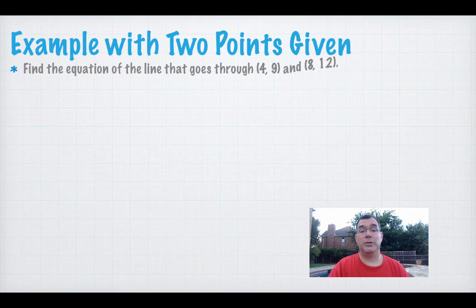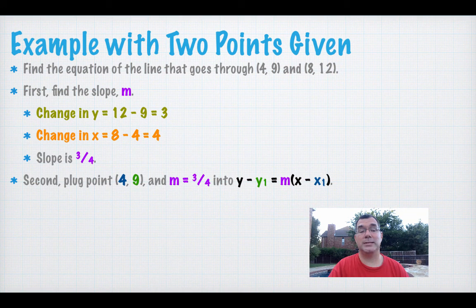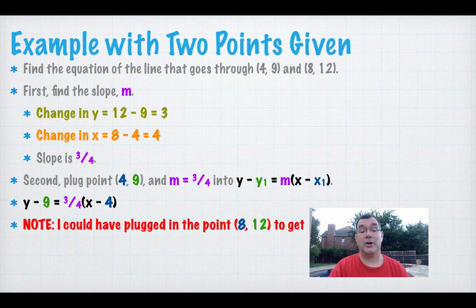All right, here's one where 2 points are given. This is going to take a little bit more work, so I find the slope. I look at the change in the y's from 9 to 12, and that is a change of 3. Then I look at the change in x's from 4 to 8, and that is a change of 4. So my slope is 3/4. Again, I can use any point I want, so out of simplicity, I'm just going to use the smaller numbers 4 and 9. That's going to be my x1 and y1, so I have those, I have my m, and I just plug them in. y minus 9 equals 3/4 times x minus 4, and I'm done. I could have plugged in (8, 12) as well to get y minus 12 equals 3/4 times x minus 8. It's the same equation of the same line.